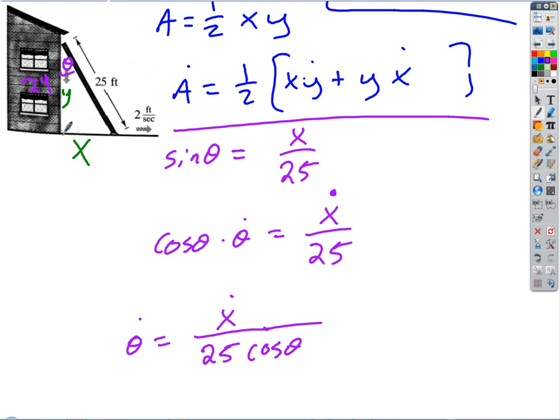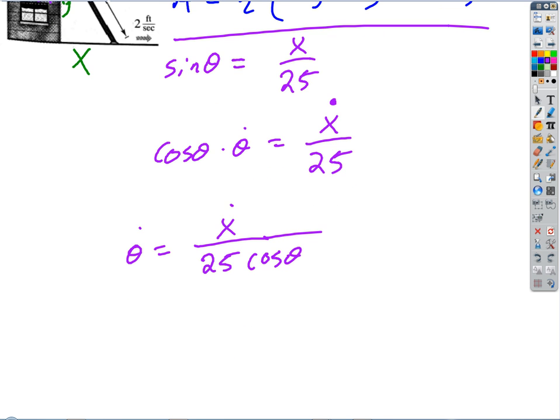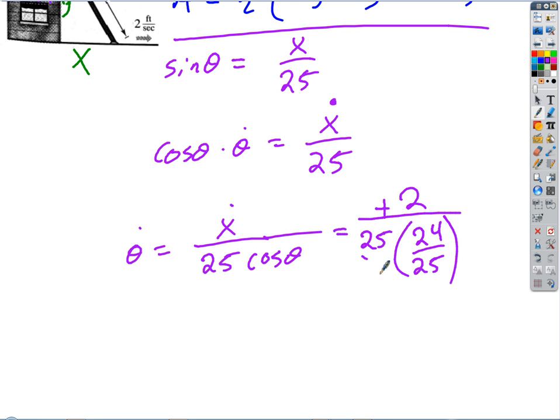Make sense? That'll come up a lot this year, so use reference triangles whenever you can. Then this is just equal to, if I plug in the values, negative 2 over 25 times... oh, positive 2, you're right. Exactly, so it's just 24 on the bottom, so it's 1/12. That's theta dot.